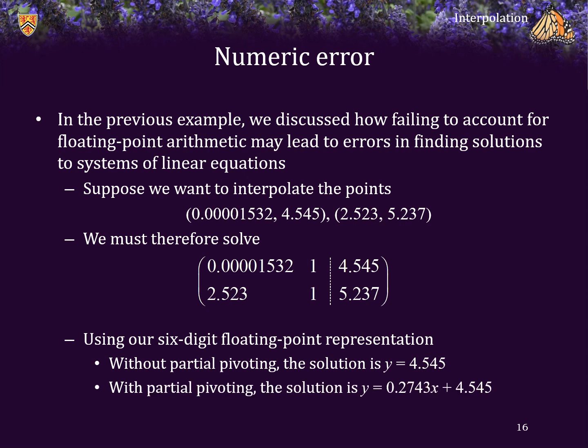However, if we do use partial pivoting, then we do get 4 digits of precision, giving us the polynomial y equals 0.2743x plus 4.545, which is as close as you can get to passing through these 2 points. So this is the solution we are indeed looking for.